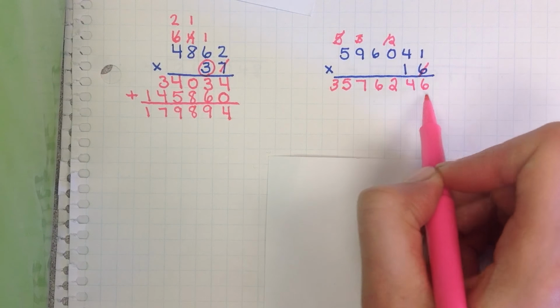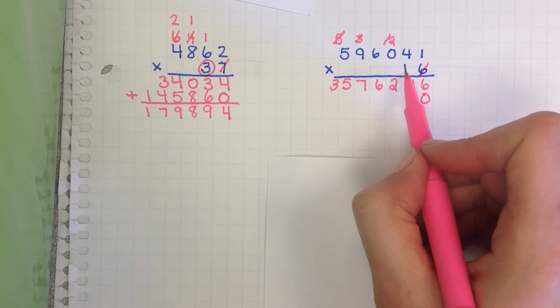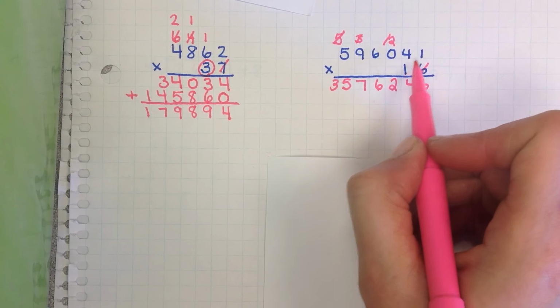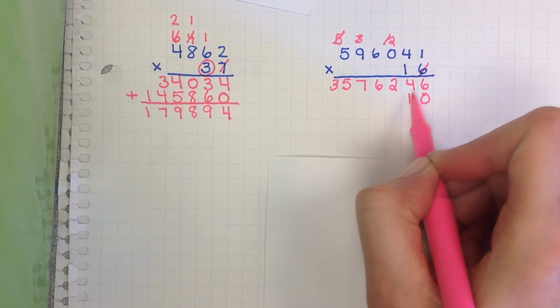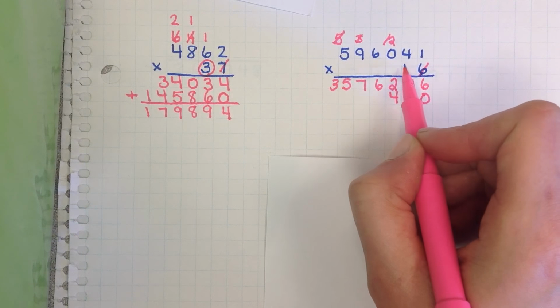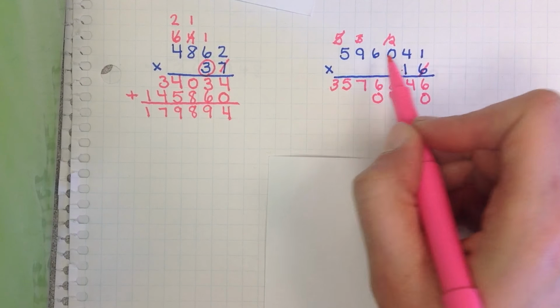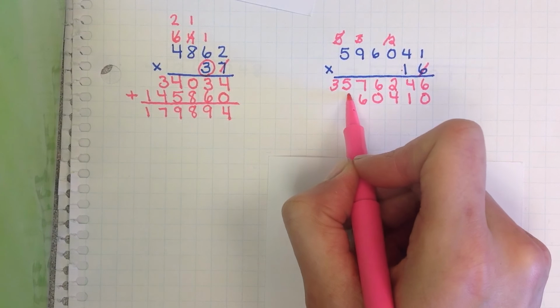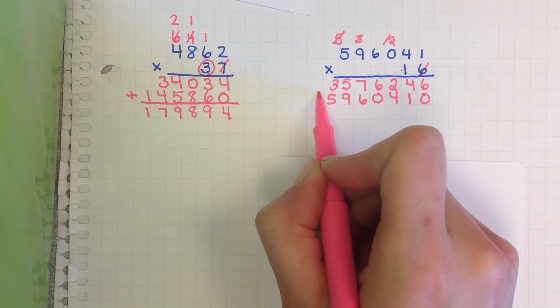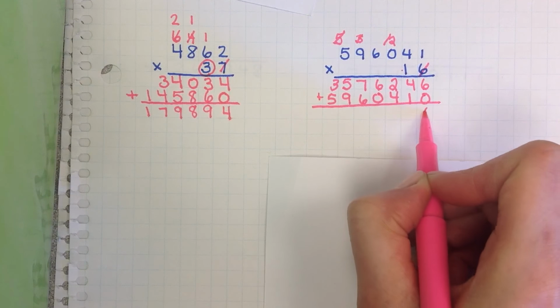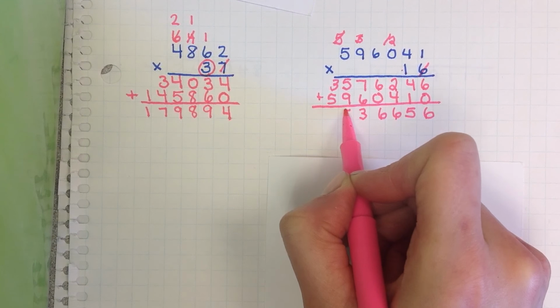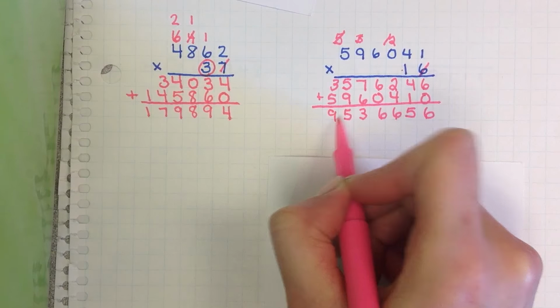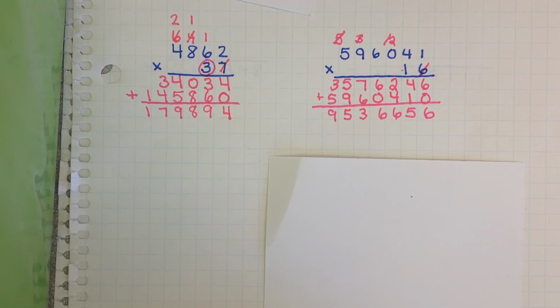Now I go down to my tens place, I hold my spot. This one's actually pretty easy since I'm multiplying by ones. I know I'm just going to be writing this number again. 1 times 1 is 1, 1 times 4 is 4, 1 times 0 is 0, 1 times 6 is 6, 1 times 9 is 9, and 1 times 5 is 5. And then finally I add these together. And I would get 9,536,656 as my answer.